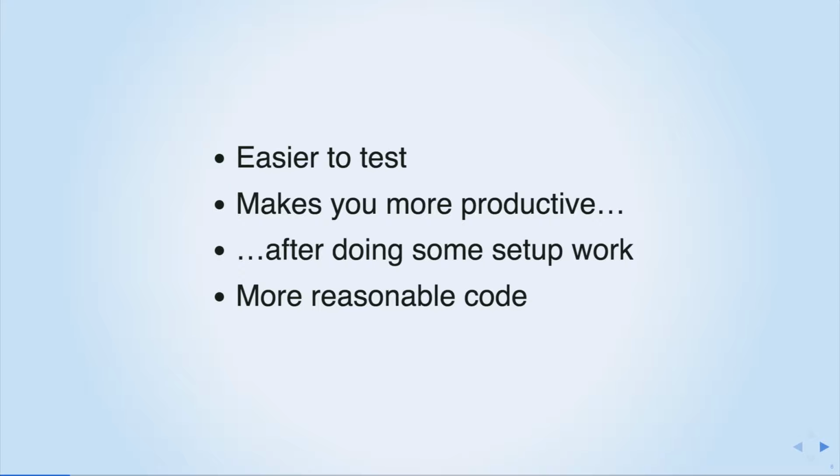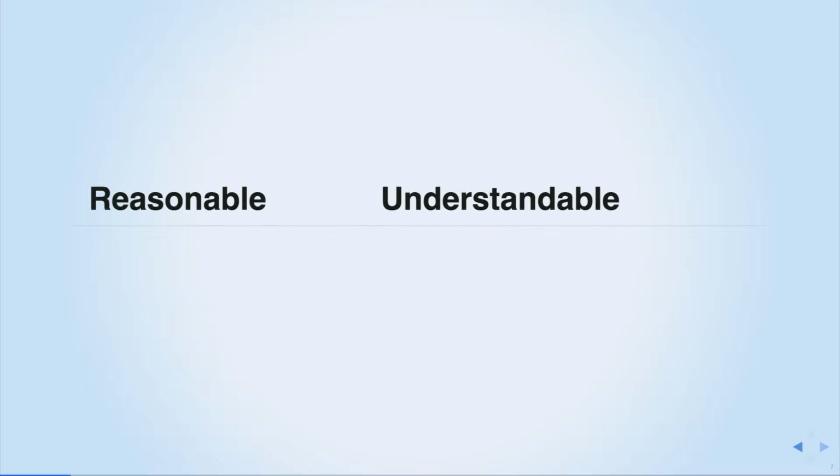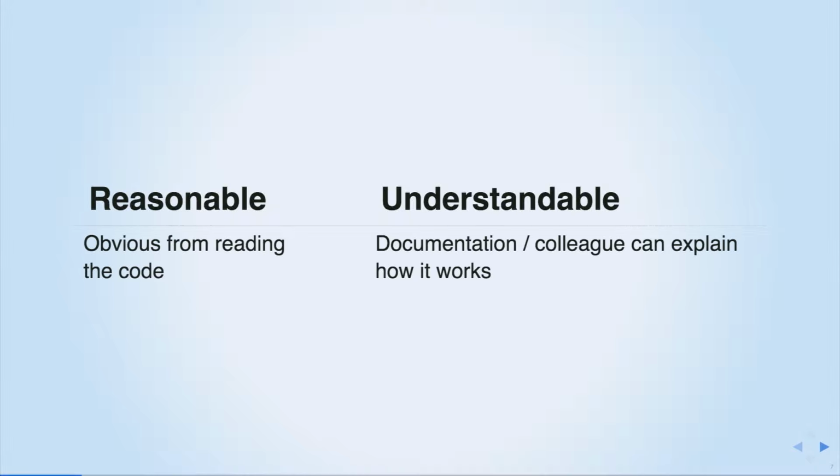There's two different things. Code can be reasonable and code can be understandable. They're not quite the same thing. Reasonable code, what the code is doing is obvious from reading the code. Understandable code, you sometimes need to read the documentation, or you need to ask a colleague what's going on.